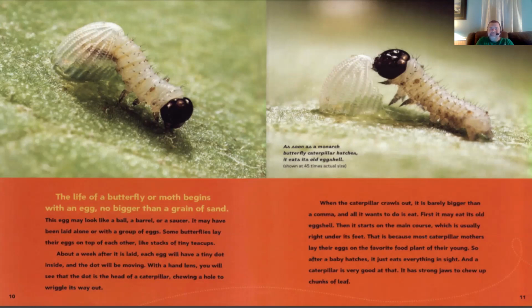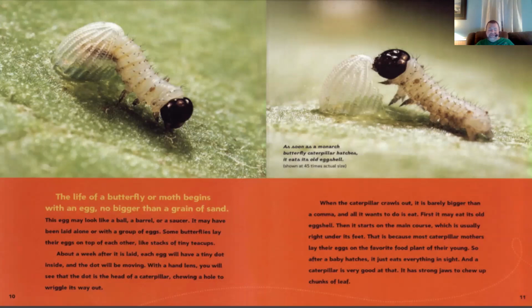Page 11. "When the caterpillar crawls out, it is barely bigger than a comma, and all it wants to do is eat. First, it may eat its old eggshell. Then it starts on the main course, which is usually right under its feet. That is because most caterpillar mothers lay their eggs on the favorite food plant of their young. So after a baby hatches, it just eats everything in sight. A caterpillar is very good at that. It has strong jaws to chew up chunks of food."